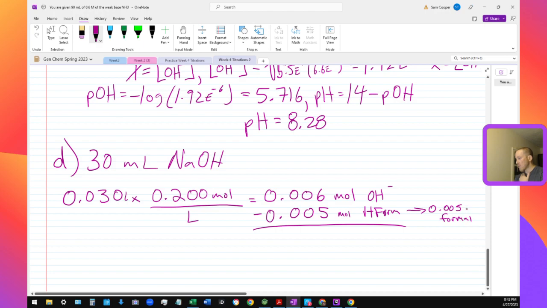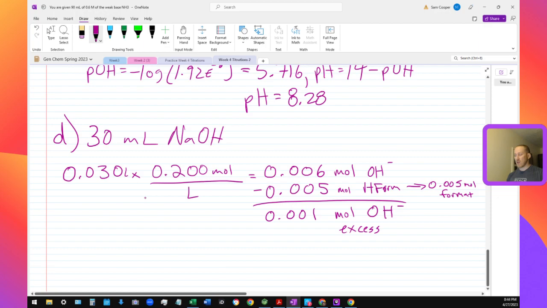And again, this is moles right now. I haven't turned it into concentration at the moment. And that's going to leave us that much, 0.001 moles of excess sodium hydroxide. And in the interest of time, I'm not going to show you why, but the amount of hydroxide that would come from that is negligible.